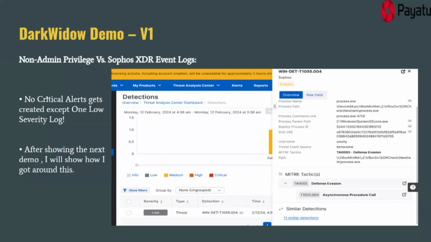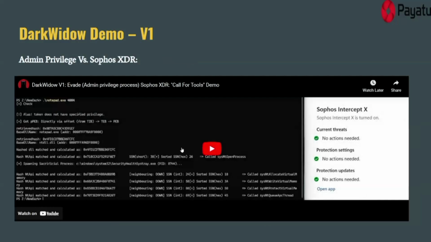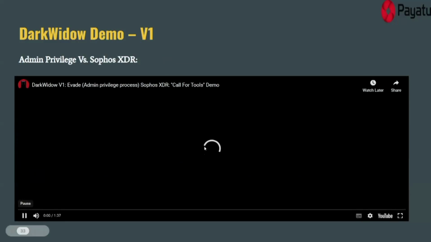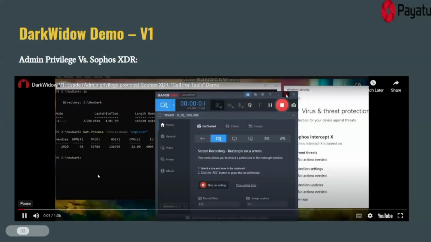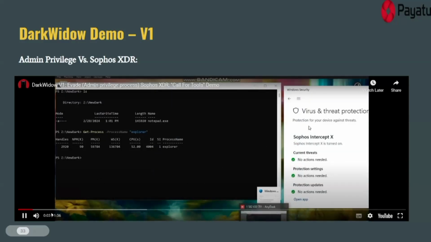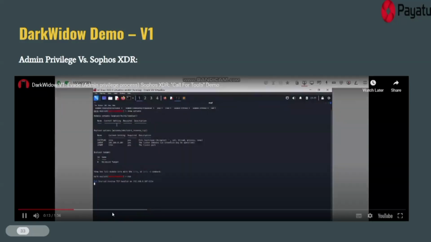how it performed event logging again. No critical alerts were there except one, which was a low alert, that is asynchronous procedure call. I will be showing you how to evade that as well. But before that, let me show you how my implant performed when it had admin privilege. Again, the same thing, but we have admin privilege. Let me fast forward a bit.